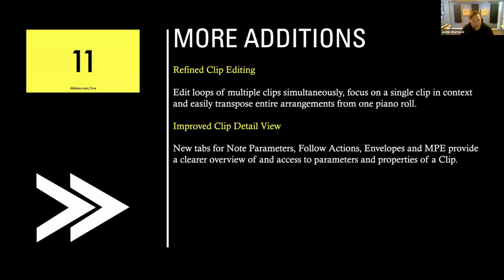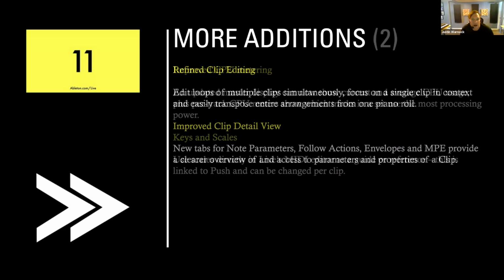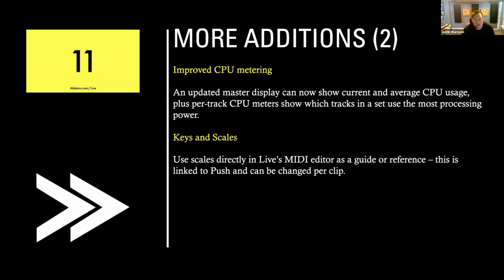Edit loops into multiple clips simultaneously, focus on a single clip in context, and easily transpose entire arrangements in one piano roll. And improved clip detail view. New tabs for note parameters, follow actions, envelopes, and MPE provide a clearer overview of and access to parameters and properties of a clip. And improved CPU metering. We're going to go over this for sure.